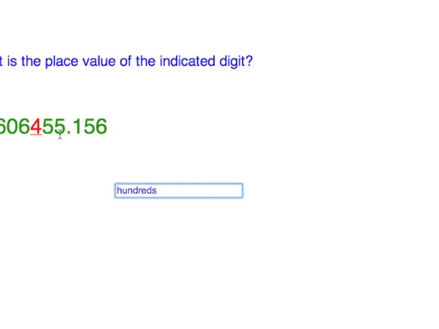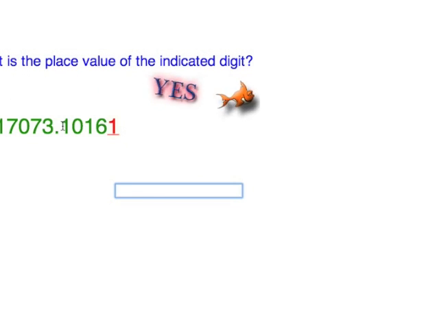Okay, notice the hundreds is in the third place to the left of the decimal. It's like 1, 2, 3. But the hundredths is in the second place to the right of the decimal. Tenths, hundredths. Okay? So tenths, hundredths, thousandths, 10,000ths, 100,000ths.